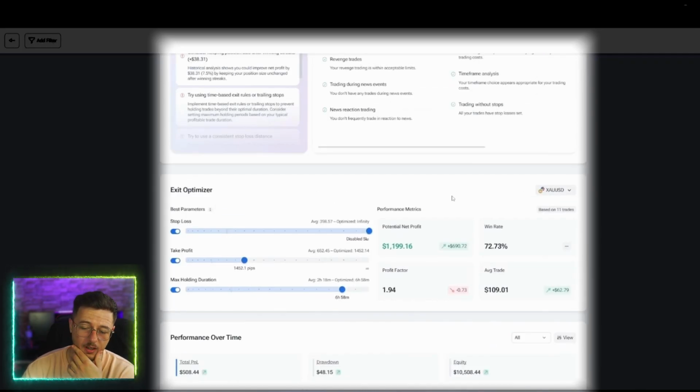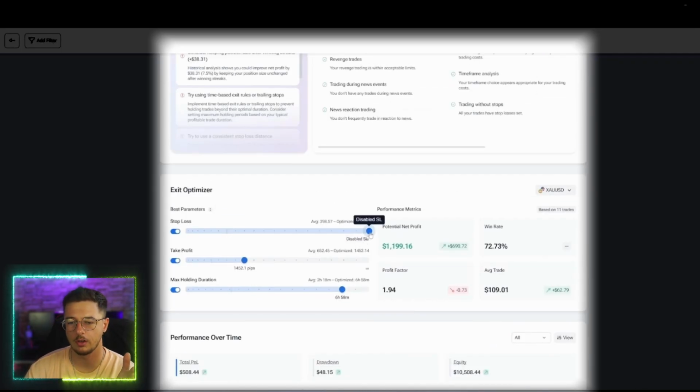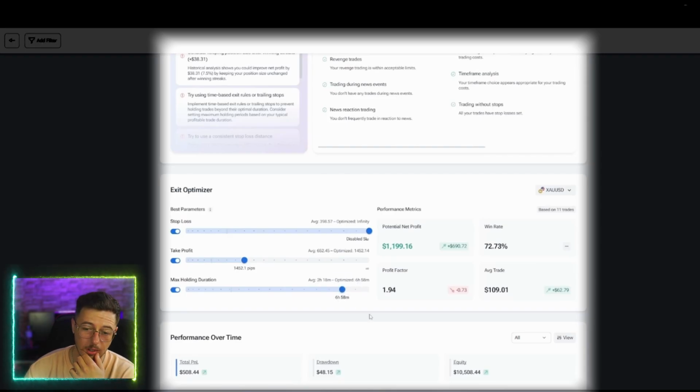As well, if we come to analytics insight, this is quite interesting, because if we disable the stop loss and place a take profit of 145 pips with a max holding duration of 6,058 minutes, we're looking at a potential net profit of $1,199 versus the $500 that we have actually made.